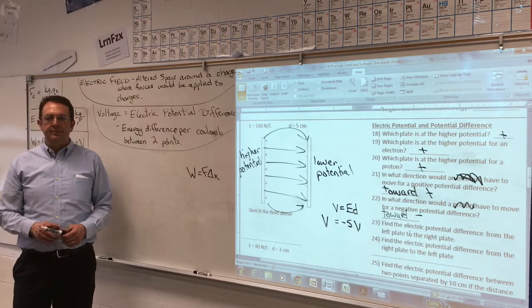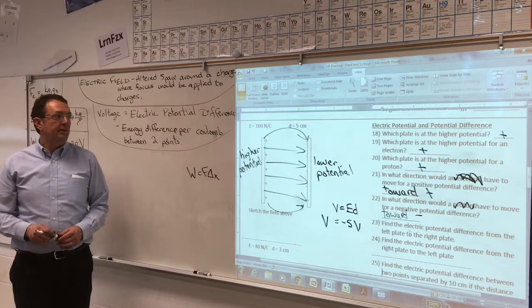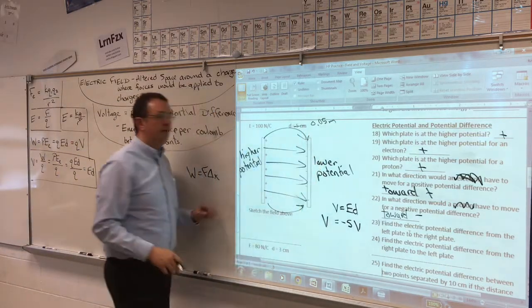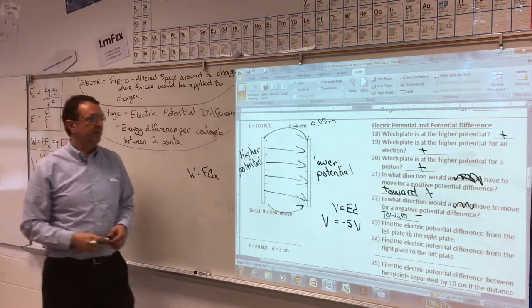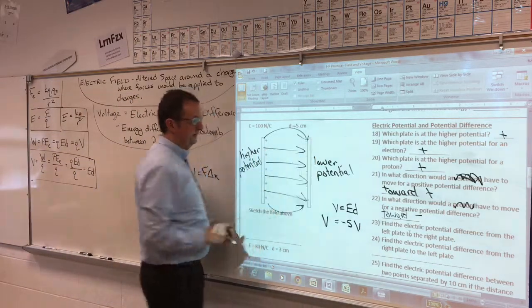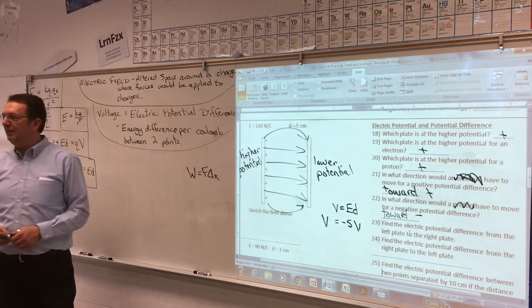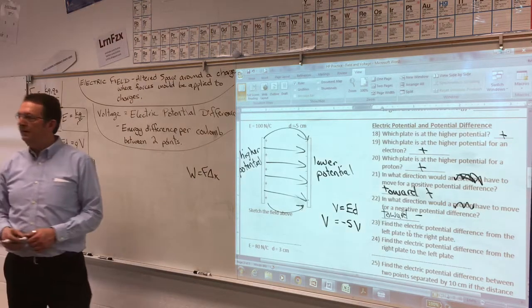Wouldn't the 5 be 5/10 because you're making it into... This is 0.05. 5/100 times 100 gives you 5. And then the electric potential difference from the right plate to the left plate. Answer is?